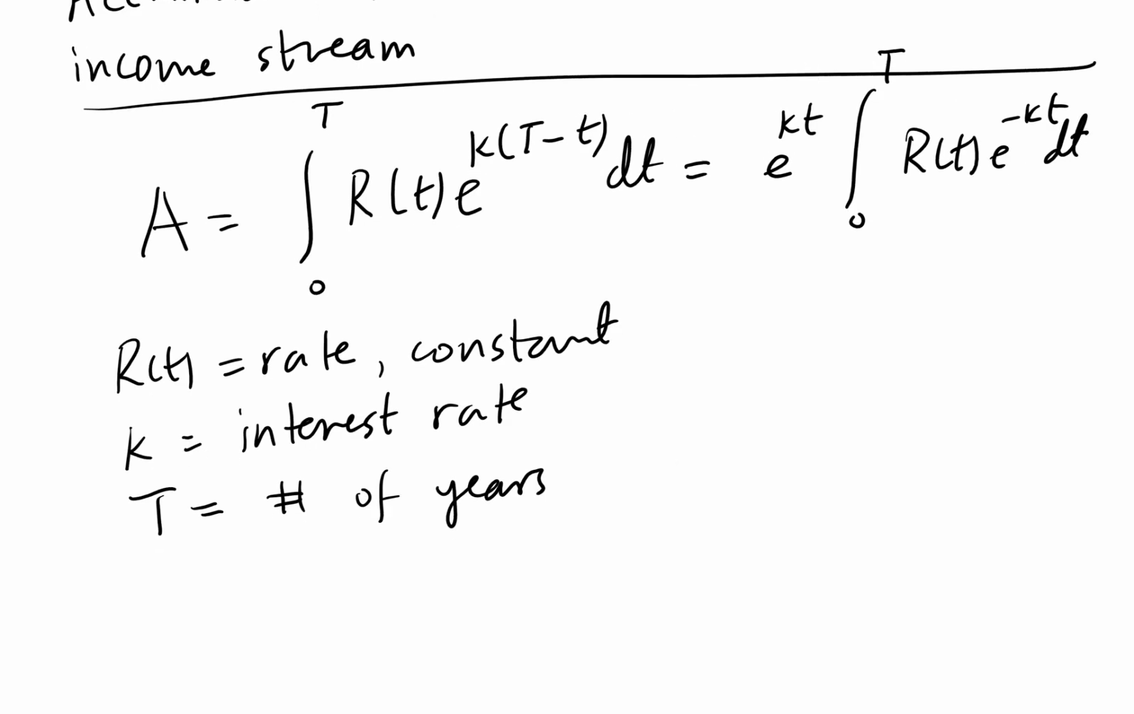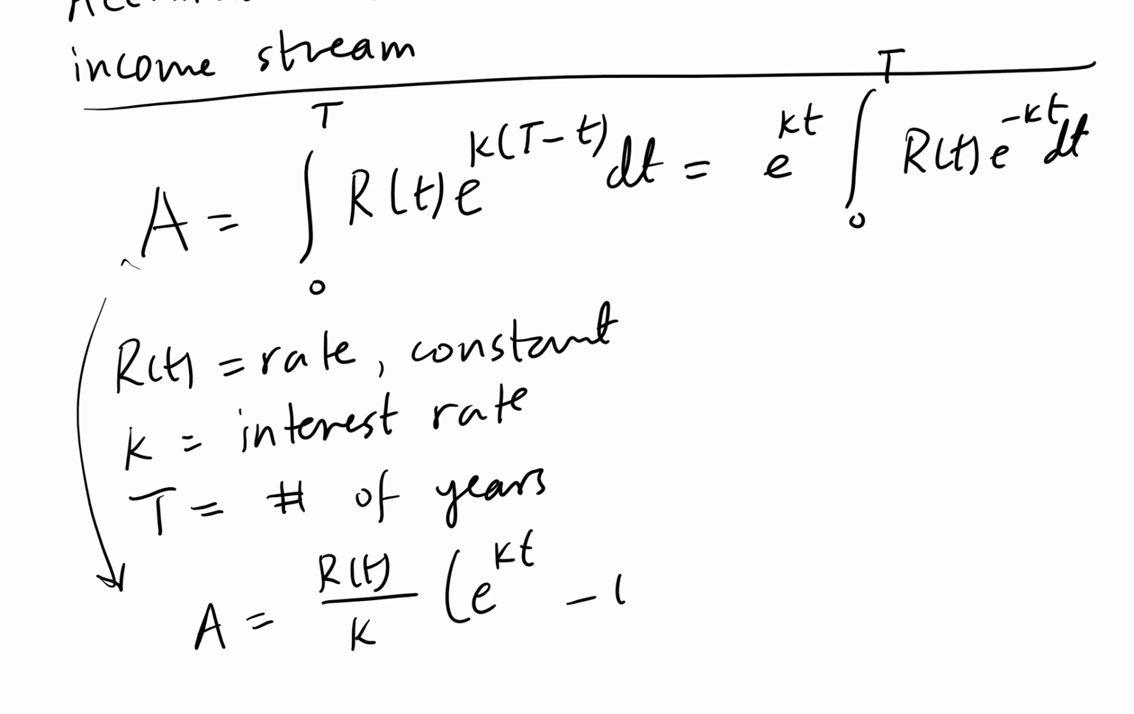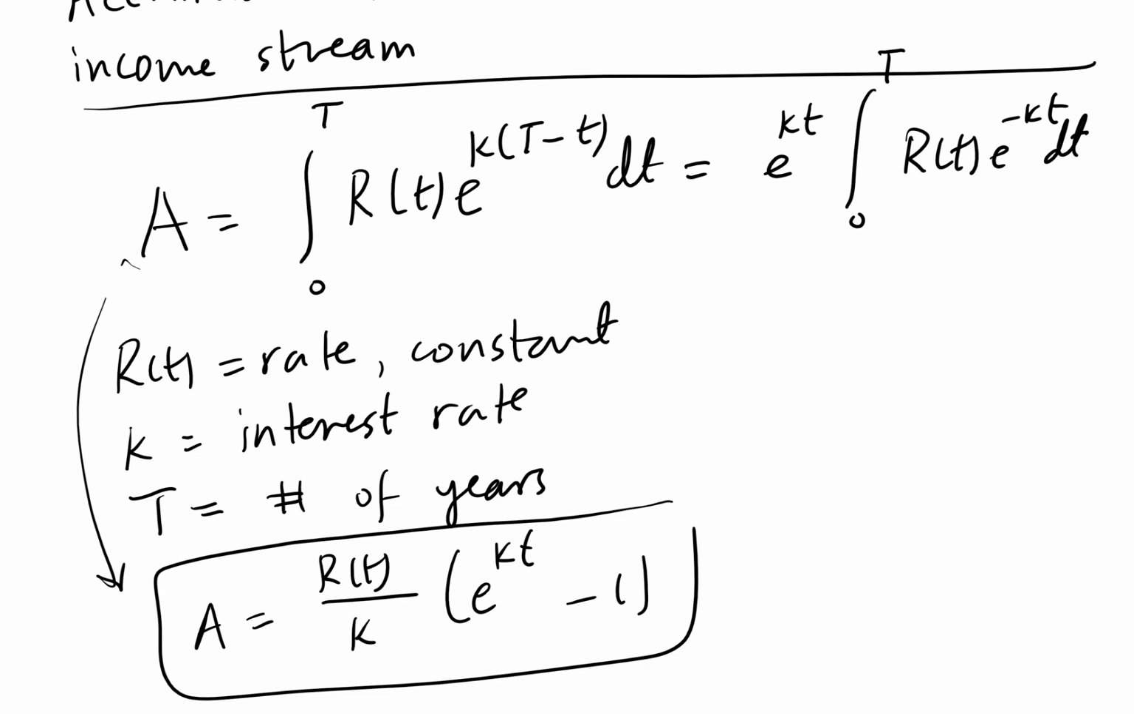And that integral, if you integrate it, which you don't need to know how for now, you would get r of t over k times e to the kt minus 1, provided that capital R of t is constant. If it's not constant, then we can't use this.